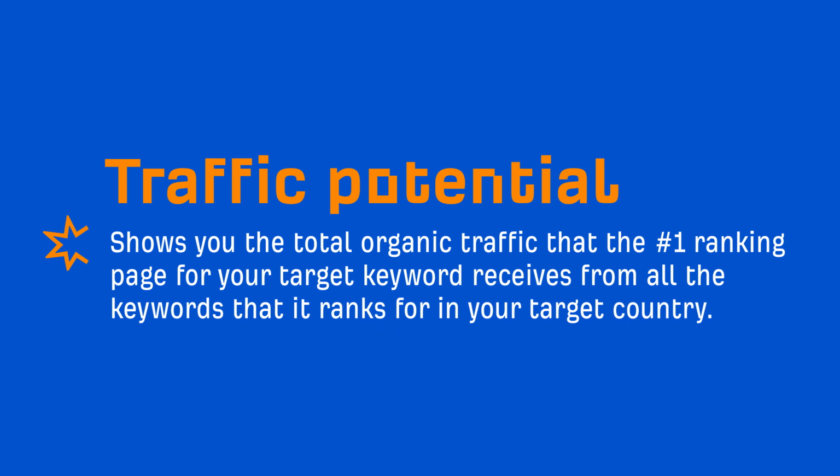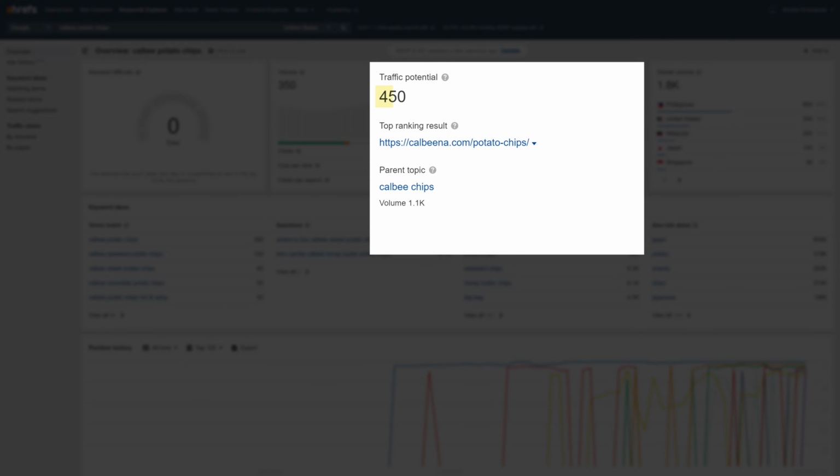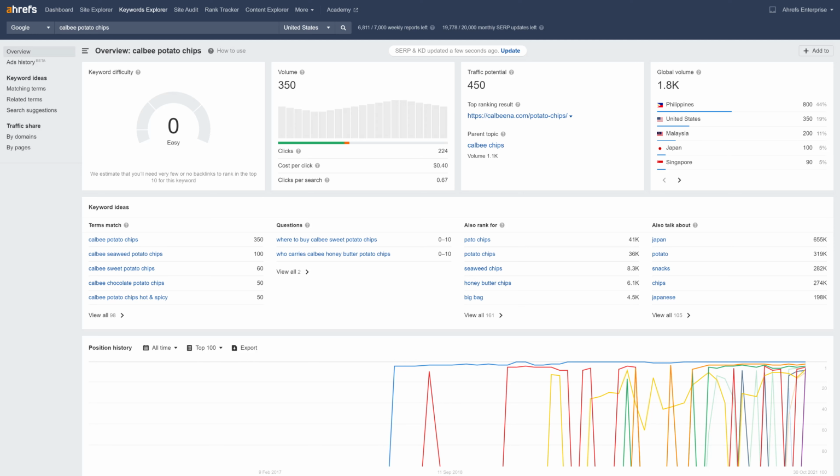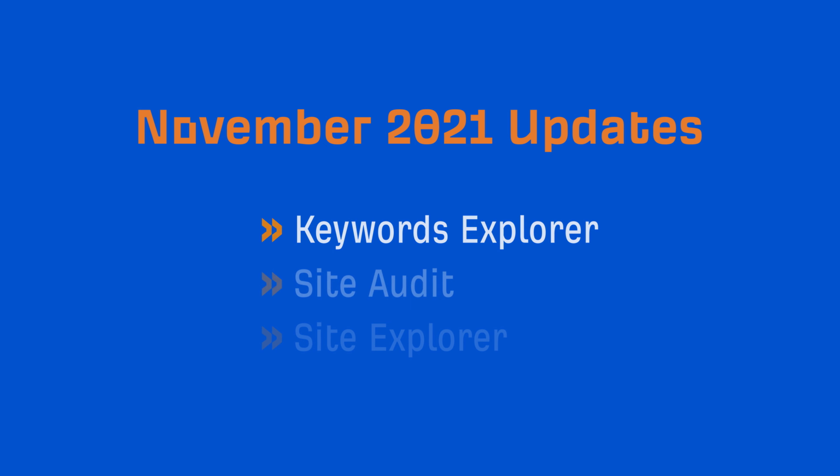Traffic Potential shows you the total organic traffic that the number 1 ranking page for your target keyword receives from all the keywords that it ranks for in your target country. This gives you an idea of how much traffic you could get if you were to rank first for that keyword. Also, we've completely removed the clicks trend chart and return rate metrics, since they haven't been updated for a long time. Next up, Site Audit.